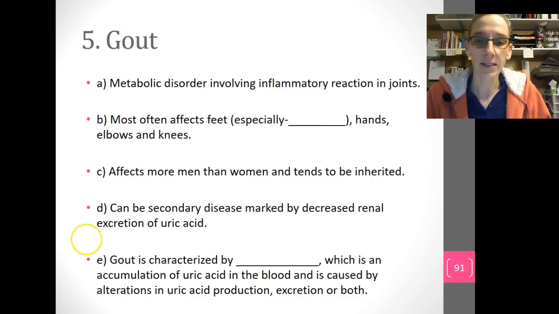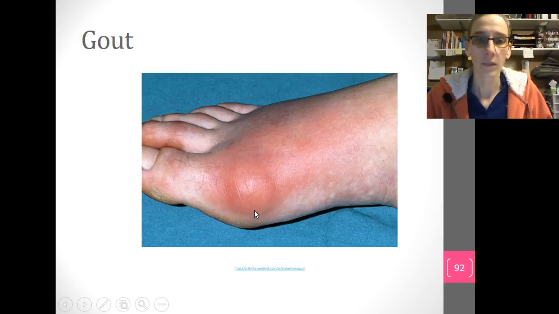It can be a secondary disease marked by decreased renal excretion of uric acid. Gout is often characterized by hyperuricemia, which is an accumulation of uric acid in the blood and is caused by alterations in uric acid production, excretion, or both. All right, here is a picture of gout, this great significant inflammation here on the big toe. It is very, very painful.